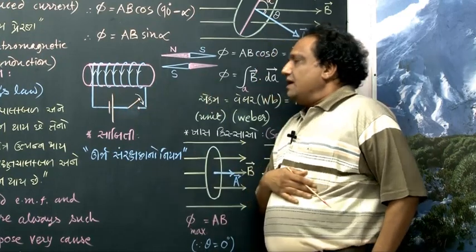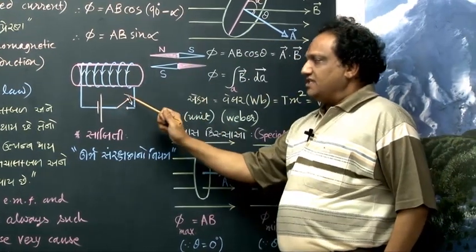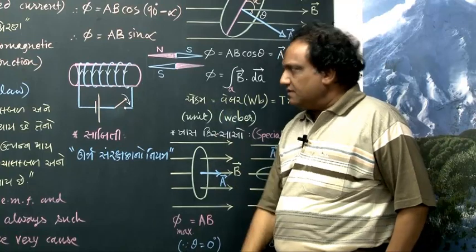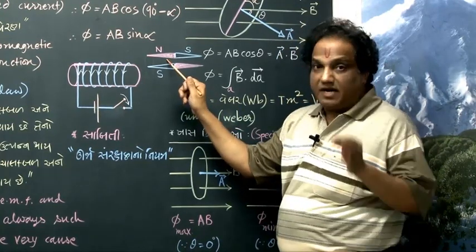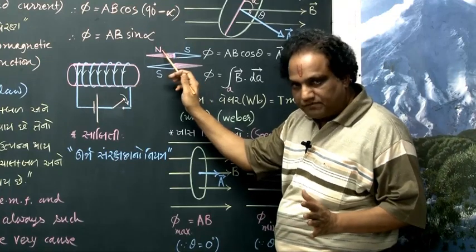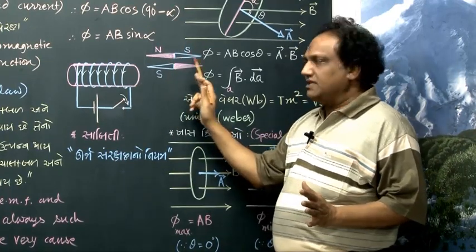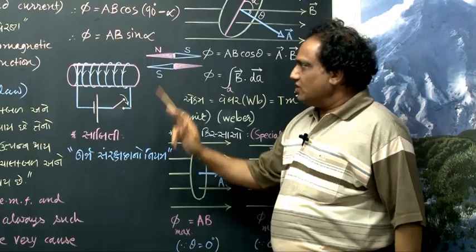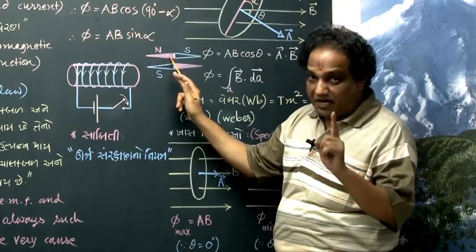Fine. Now before pressing the key, you know what we have done? We have placed here some magnetic needle in which this red colored part is the north pole and this blue colored part is the south pole. Fine. So this is the initial situation of the magnetic needle.